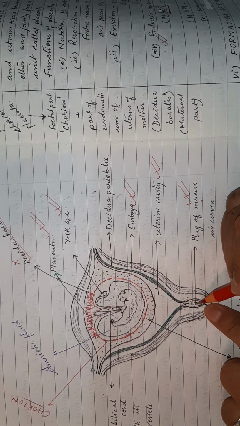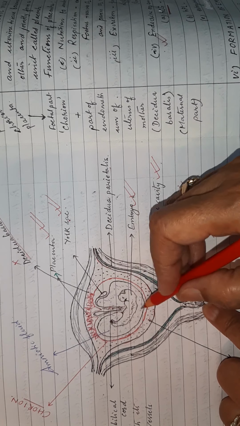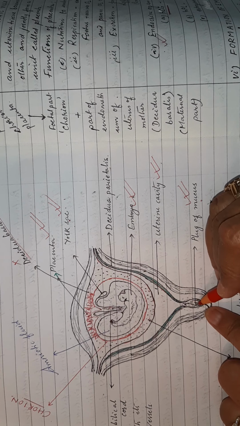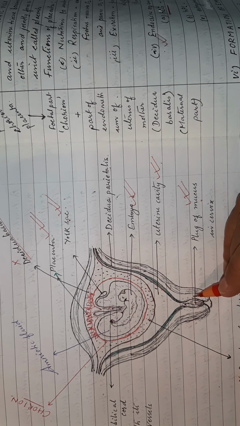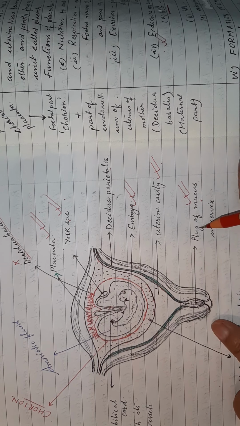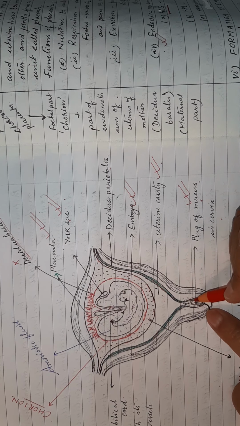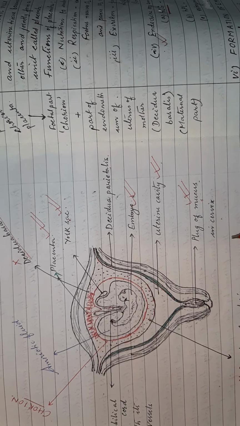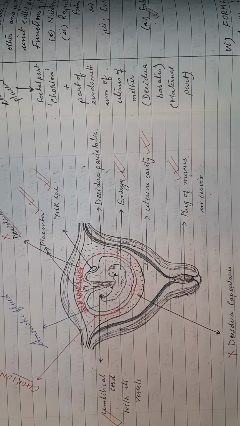So long as the fetal development is taking place, the cervical canal remains plugged with mucus. It is a plug of mucus in the cervix, and it remains closed. So this is the human fetus within the uterus.